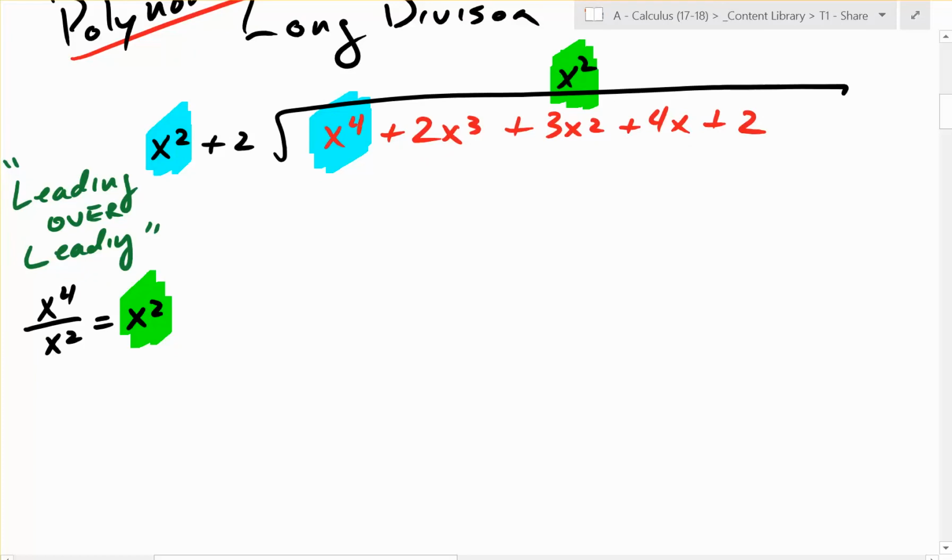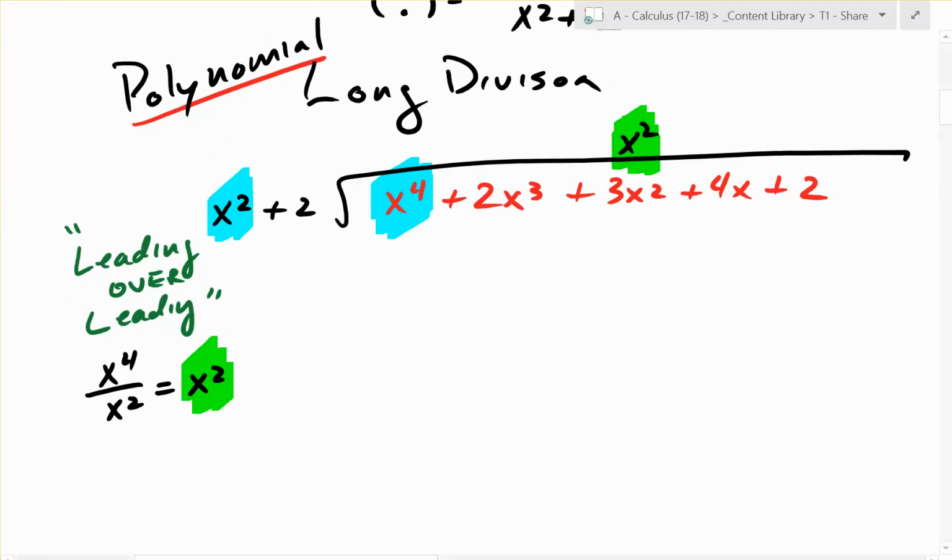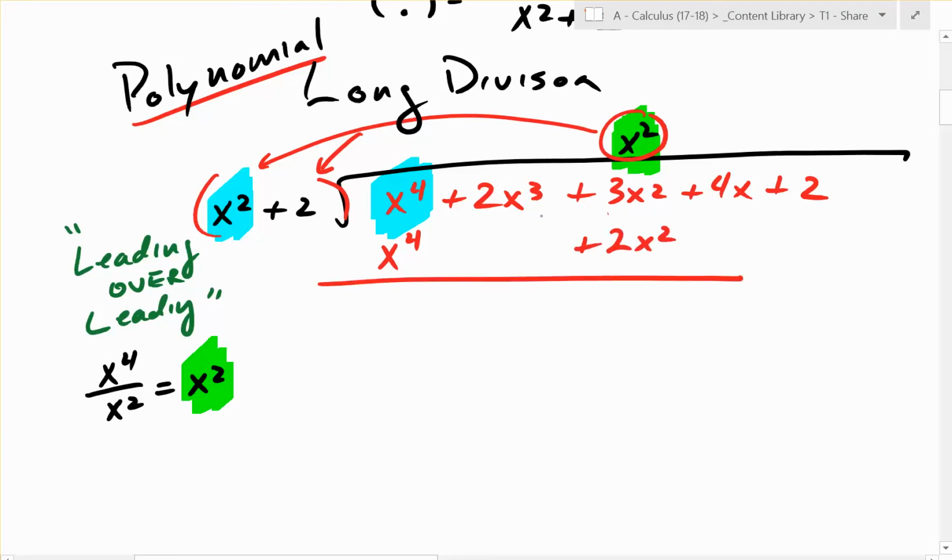Now you multiply. You take what you just placed up there, and you notice I placed the x squared over the term with x squared just for organizational purposes. It's very helpful. We're going to multiply that x squared by that whole thing. X squared times x squared is x to the 4th, and then you have plus 2x squared. And you'll notice that I wrote them underneath the terms that share the same power. You put parentheses around it and a subtraction.